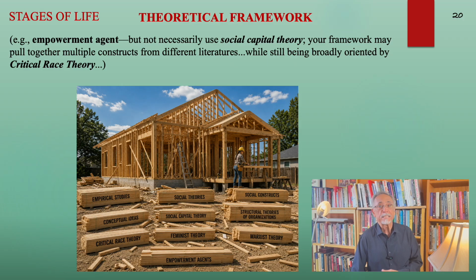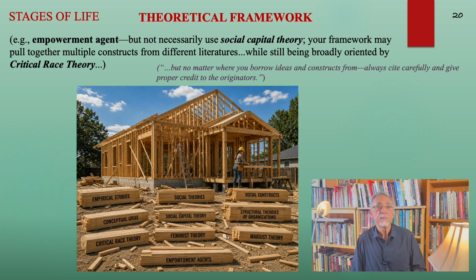Your framework may pull together multiple constructs from different literatures, while still being broadly oriented by critical race theory or radical feminist theories of social reproduction. You may also use the construct, as an example, the construct of self-efficacy without fully relying on Albert Bandura's social learning theory. And sometimes scholars borrow ideas from empirical studies because those ideas carry significant theoretical value. But no matter where you borrow ideas from, always cite carefully and give proper credit to the originators.